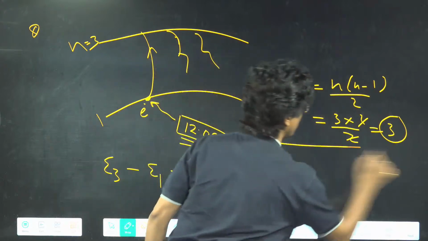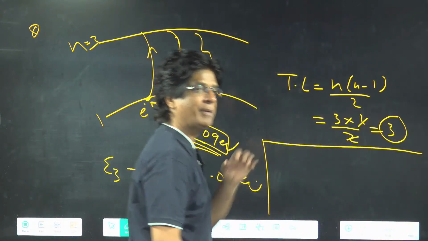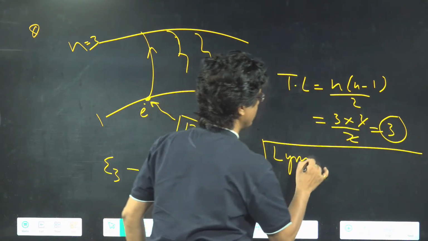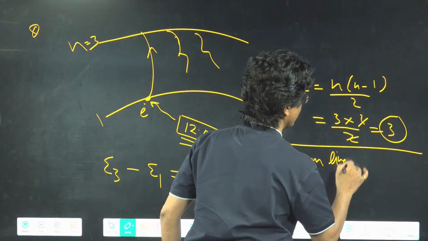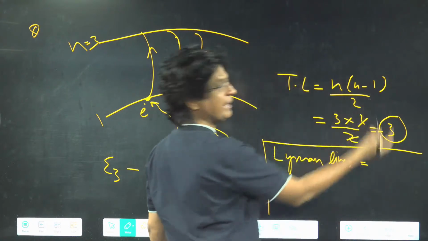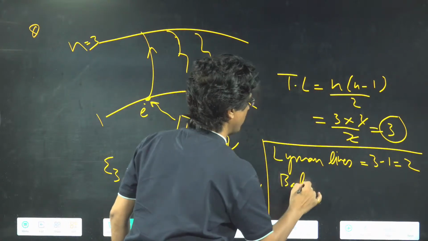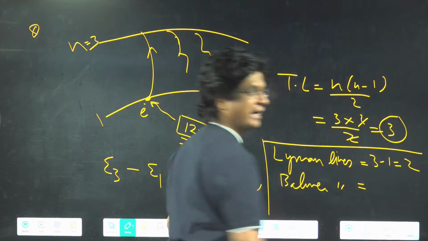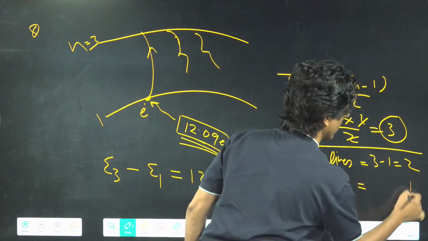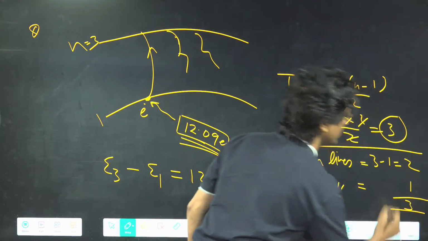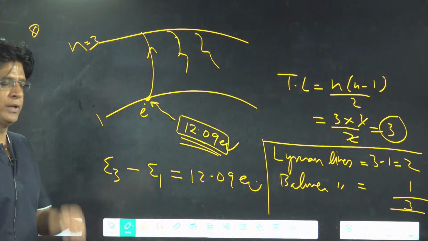And if someone asks you, among these 3 lines, how many Lyman lines will be there? How many Lyman lines? Come on. It will be n minus 1, 3 minus 1 equal to 2, and one Balmer line will be there. One Balmer line will be there, and that will be just one less. Total will be 3. So 2 Lyman lines and 1 Balmer line.